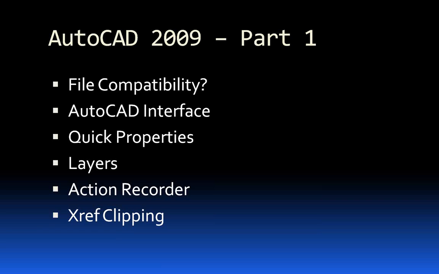Last week we also reviewed the interface. We looked at the quick properties command. We looked at the layer dialog, and some of the new layer tools like layer notification, where you got a warning when you opened a drawing that had XREFs with new layers. I wanted to show you Action Recorder but didn't have time, so I'm going to start with Action Recorder today. We finished up last week with XREF clipping, and I just wanted to remind you of that.